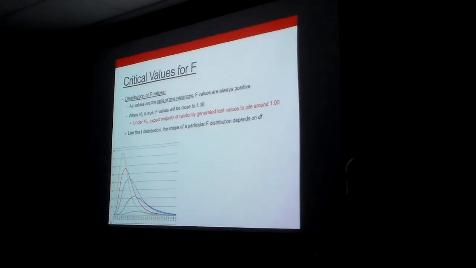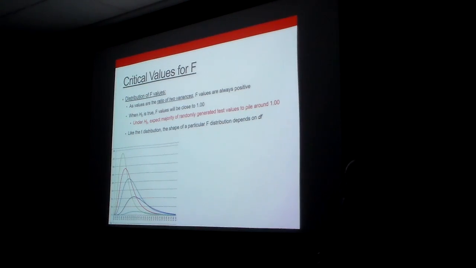Just like our T distribution, there's not one F distribution. F is a family of curves based on two parameters. We'll get to that in a moment. But thinking about F's as the ratio of two variances, our F values are always going to be positive.